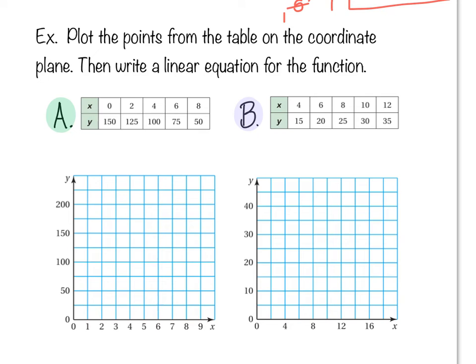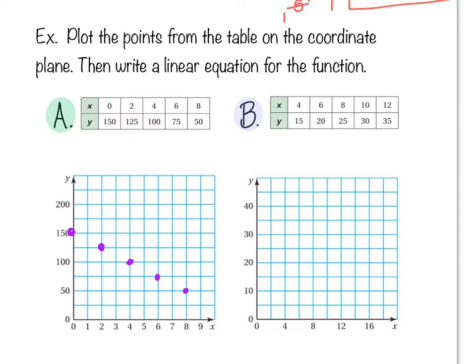All right, this next example is plot the points from the chart on the coordinate plane, and then write the linear equation for each of the functions. So we've got 0, 150, which is right here, and then we've got 2, 125, right there. We've got 4, 100. Oops, I went to the wrong spot. 4, 100, right there. 6, 75, and 8, 50.